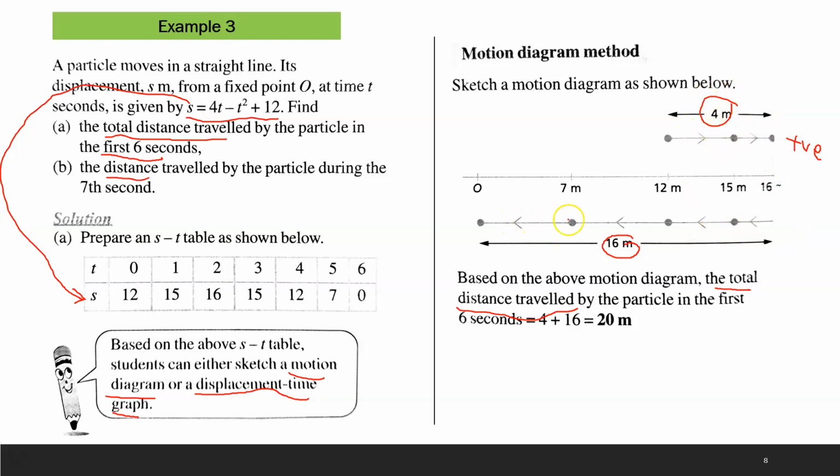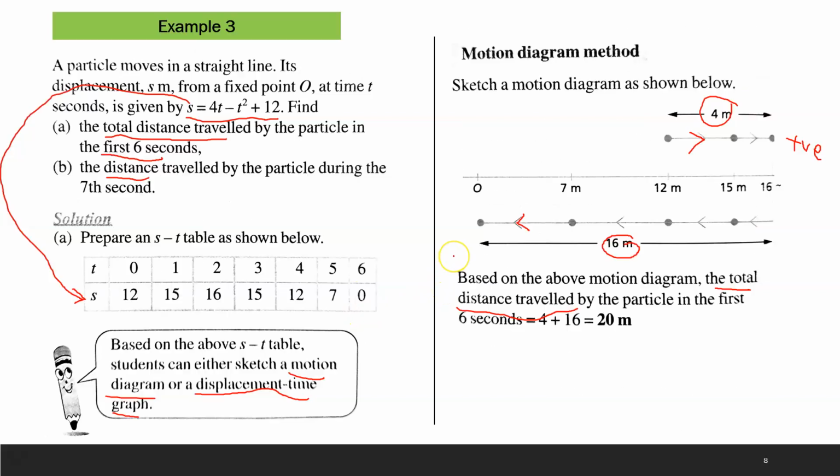Ke kiri dia ni 16 meter. Tengok dia ada sign macam ni kan. Maksud dia move ke kiri. Ini sign dia move ke kanan. Okay. So, how do I know dia move ke kanan, ke kiri? Semua tu nanti bila you substitute dalam sini, you get the answer either positive or negative lah.